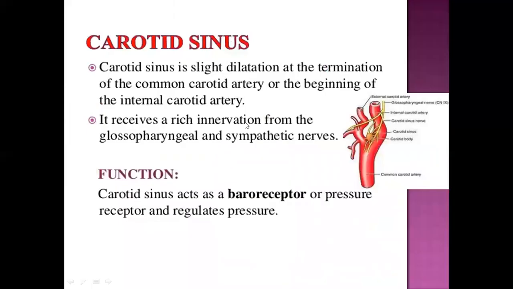So what is the carotid sinus? The carotid sinus is a slight dilatation of the termination of the common carotid artery. This is the termination of the common carotid artery and the beginning of the internal carotid artery. In this area, the adventitia is thick and it contains a bunch of nerves that come from the glossopharyngeal, and the media is thin. It receives a rich innervation from the glossopharyngeal and the sympathetic nerves. The carotid sinus acts as a baroreceptor. It senses whether the arteries are in a constricted or a dilated position. So it acts as a baroreceptor or pressure receptor, and it regulates the pressure in the arteries.